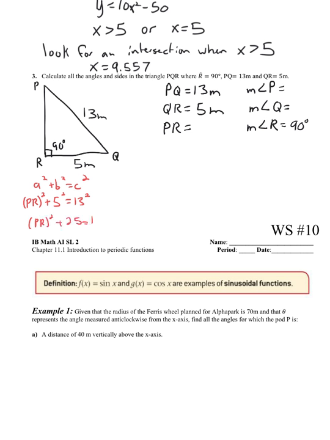This is also a Pythagorean triple. So if I were to subtract 25 from both sides, I'm going to get 144. So I know PR squared equals 144. So side PR is going to be 12 meters.